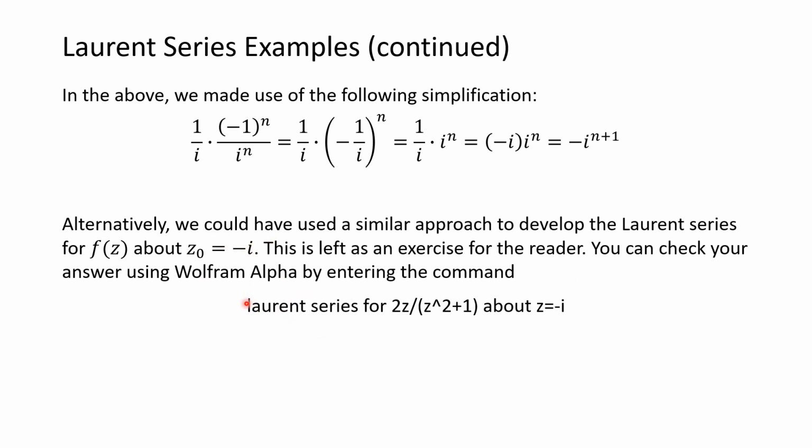I put this line in a command line, Laurent series 2z over z squared plus 1 about z equals minus i, and it actually came up with an answer. So you might want to give that a try, and you may also want to actually try to do it manually first.